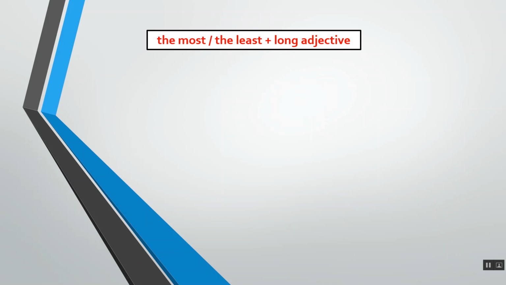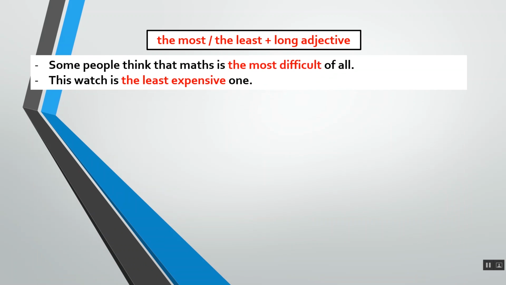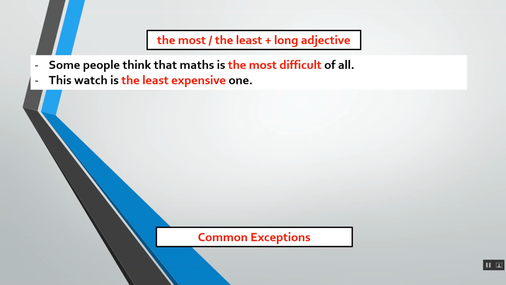With long adjective, we use this rule: the most or the least plus long adjective. For example, some people think that maths is the most difficult of all. This watch is the least expensive one.